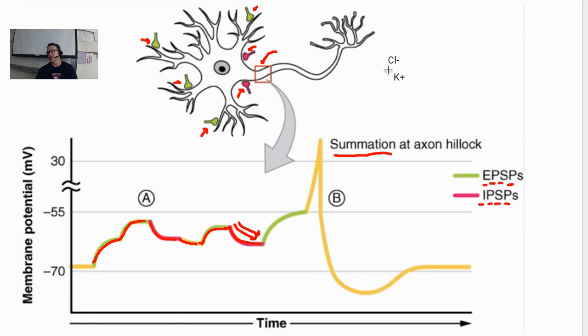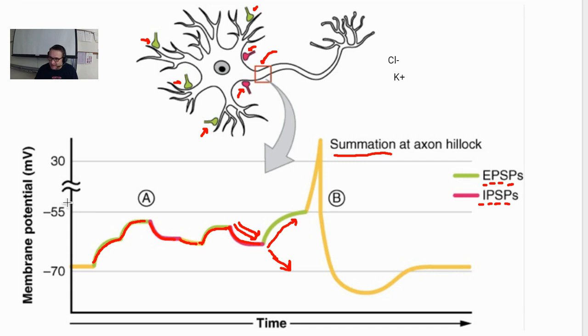So either one of these, the inflow of chloride ions or the outflow of potassium ions, are both inhibitory postsynaptic potentials because it doesn't depolarize the neuron, making it go up. It repolarizes, or it can even hyperpolarize the neuron by making it go down. Summation all occurs at the axon hillock. So this neuron is adding up all the excitatory postsynaptic potentials it's receiving from the excitatory neurons, and it's also adding up all the inhibitory stimulation from these inhibitory presynaptic neurons.